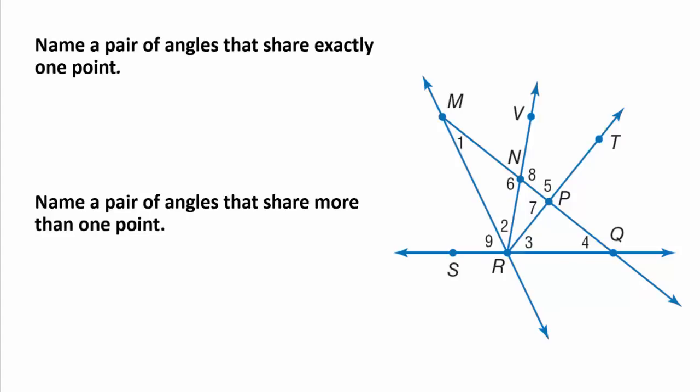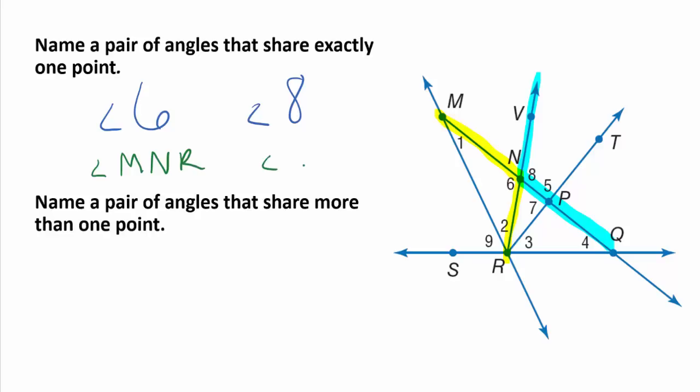Now we need to name a pair of angles that share exactly one point. There are a few different answers to this one, but I'm just going to look at one of them. I'm going to highlight this angle here. Let me highlight them first and then I'll talk about them. And then the second angle I'll highlight is this one here. We're just going to name them angle number 6 and angle number 8. If you notice, angle number 6 and angle number 8 both share point N. They have the same vertex. And if we were to write those names out, they are angle MNR and angle VNP. You can see that they only share one point, which is the vertex in both of those angles.